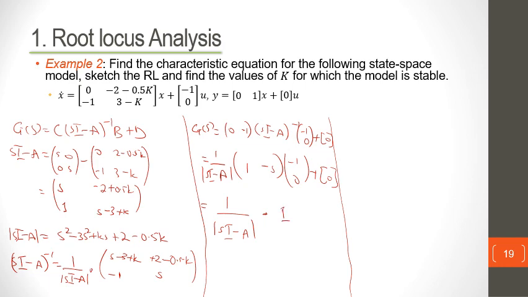which means we have, therefore, okay, let me write it, therefore we have 1 over S squared minus 3S, oh okay, this is a mistake here, plus KS plus 2 minus 0.5K, something like that, which is our transfer function.